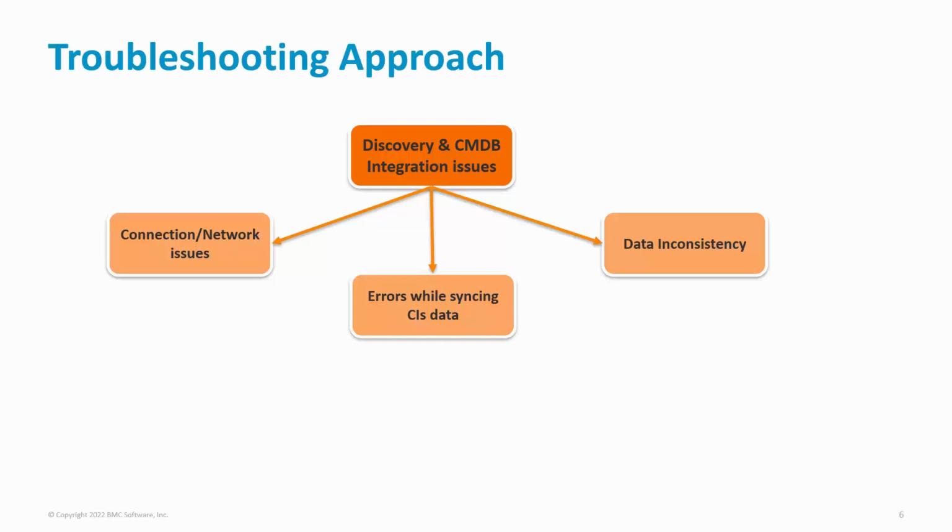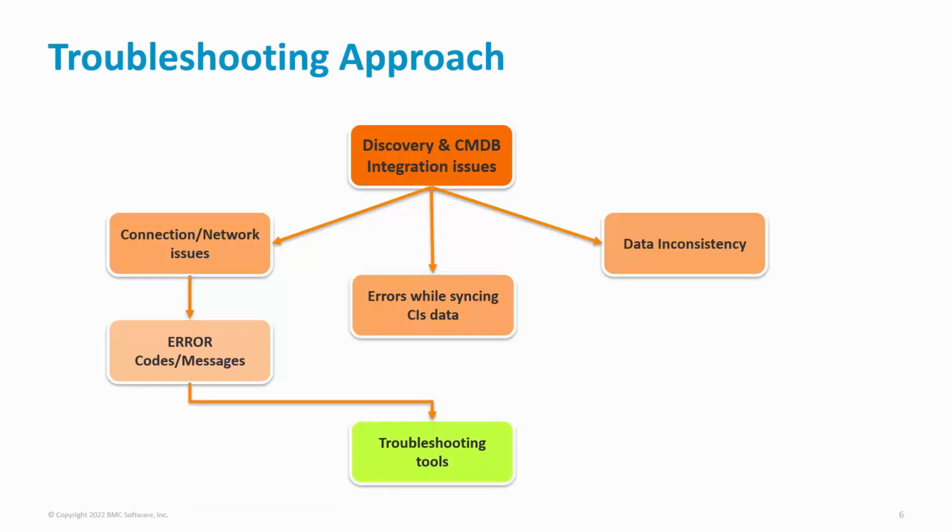For the first issue, that is connection or network related issues, first we need to identify the error code or error message, and based on that we will use one of the troubleshooting tools to analyze the issue further. For the second issue, that is errors while syncing the CI to the CMDB, again we will identify a troubleshooting tool to analyze the issue further. For the third issue, that is data inconsistency, first we need to determine whether the inconsistency is valid or not. We can use the concept that we discussed in the last slide to answer this question.